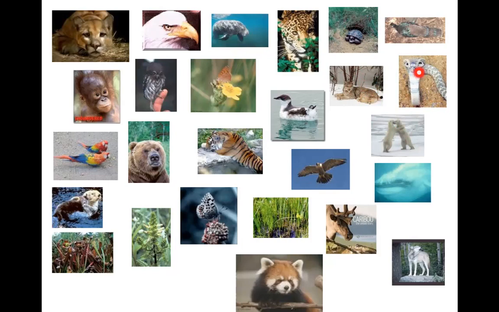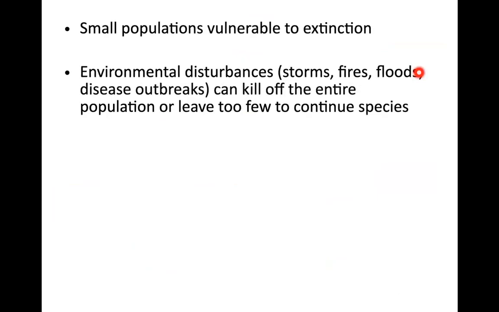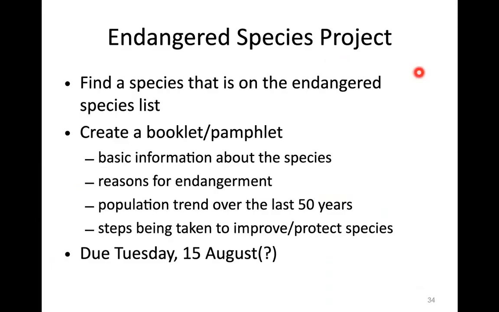Anyway, so these are examples of endangered species. Oh, and the red panda is down there. Now, last thing I want to talk about is, how did that go backwards? Weird. The Endangered Species Project.